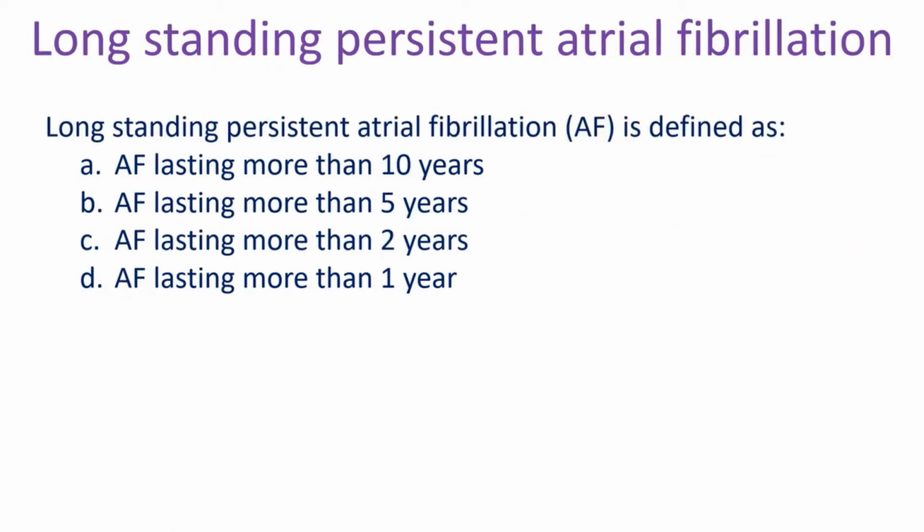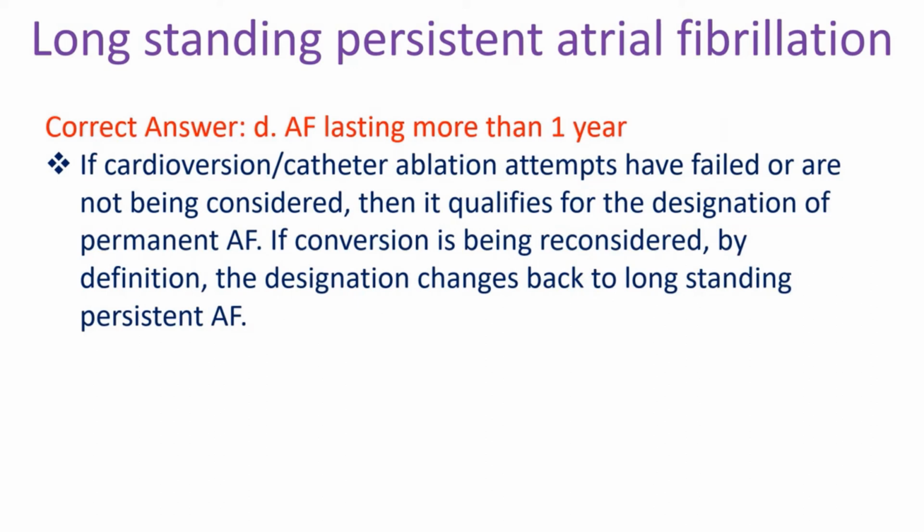Long-standing persistent atrial fibrillation is defined as: A. AF lasting more than 10 years, B. AF lasting more than 5 years, C. AF lasting more than 2 years, D. AF lasting more than 1 year. Correct answer: D. AF lasting more than 1 year. If cardioversion or catheter ablation attempts have failed or are not being considered, then it qualifies for the designation of permanent AF. If conversion is being considered, by definition, the designation changes back to long-standing persistent AF.